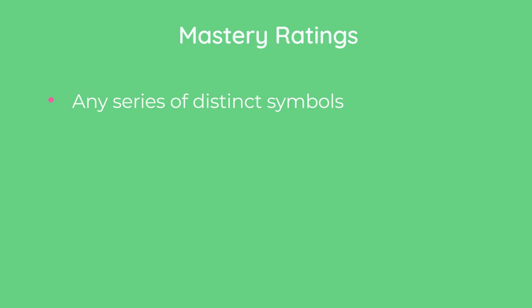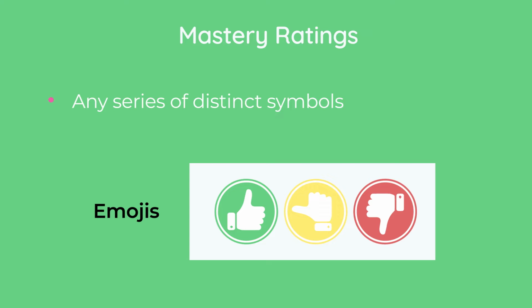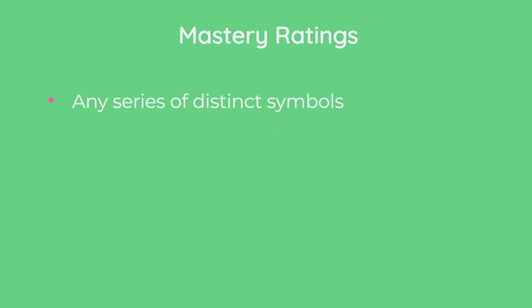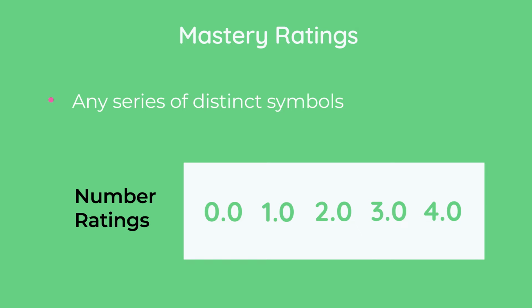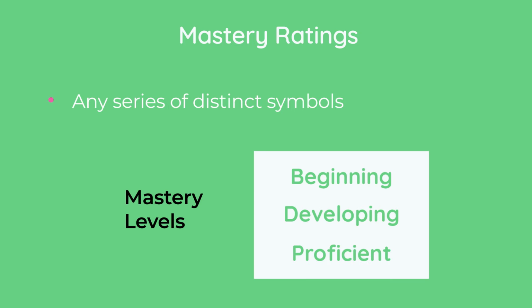Any series of distinct symbols can count as mastery ratings. For instance, in elementary schools, that could be as simple as some emoji-like icons. But in higher grade levels, the indicators could be number ratings, like 0, 1, 2, 3, 4, rather than traditional letter or number grading out of 100. Levels indicating progress from beginning to proficient could also be implemented as mastery ratings.